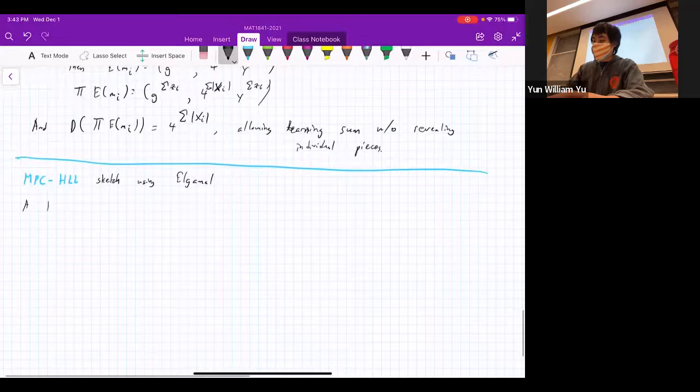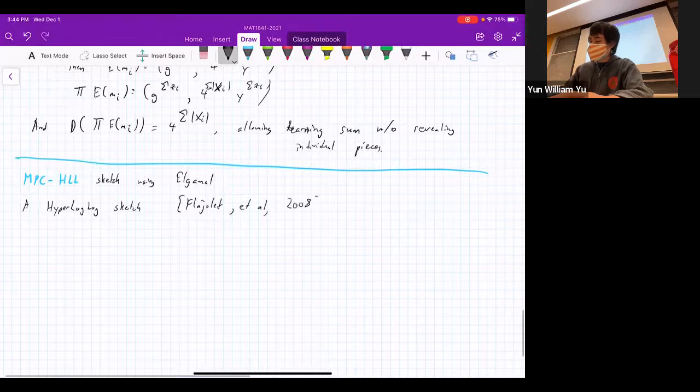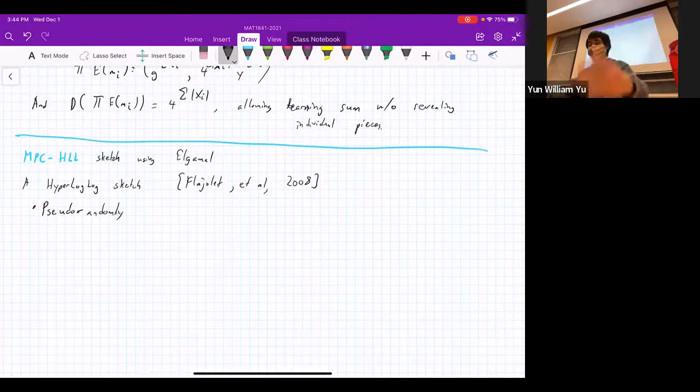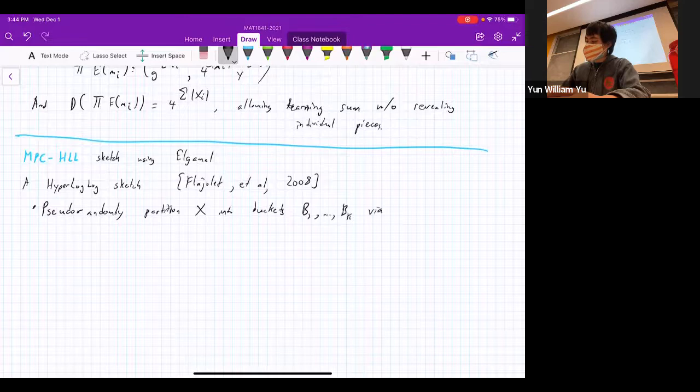So now recall a HyperLogLog sketch. There are a bunch of properties. This is Flajolet et al. in 2008. What you do is you start by pseudo-randomly partitioning X. We're only going to consider a single set X now. Partition X into buckets B1 through BK via a hash function.